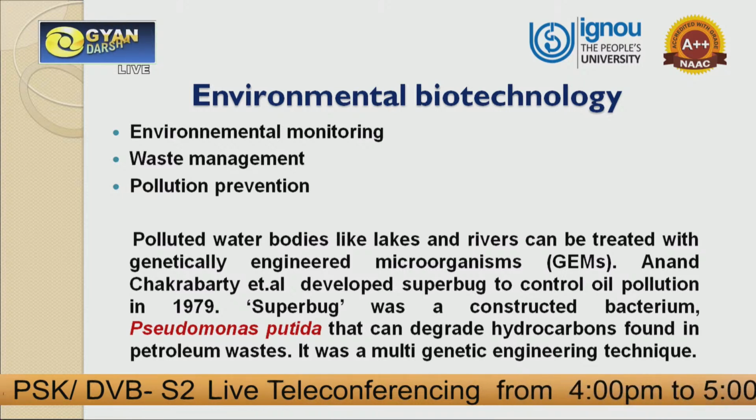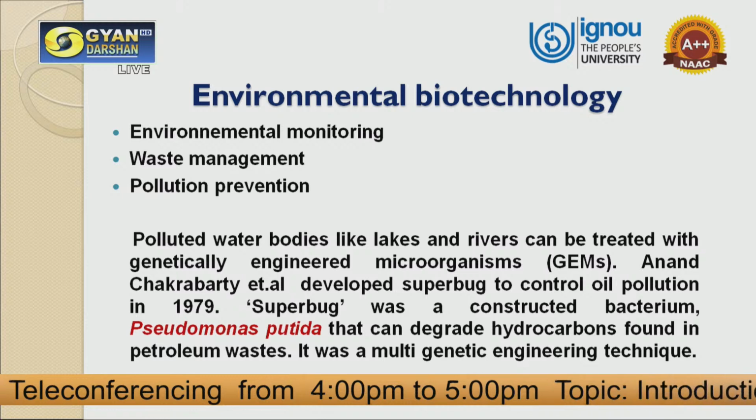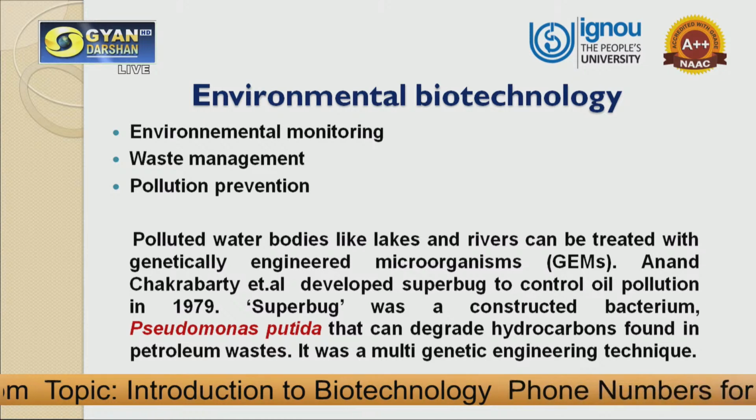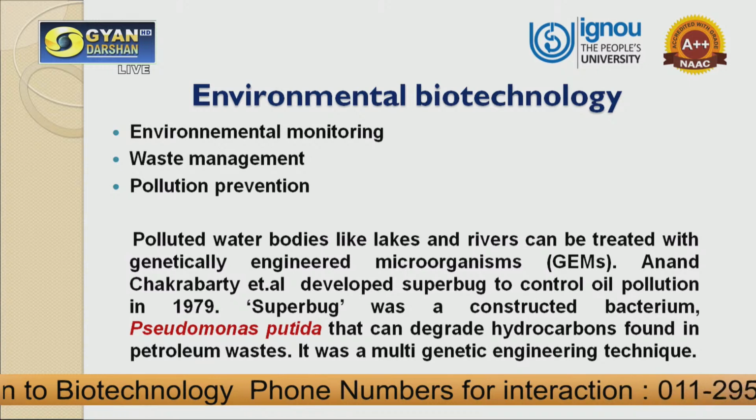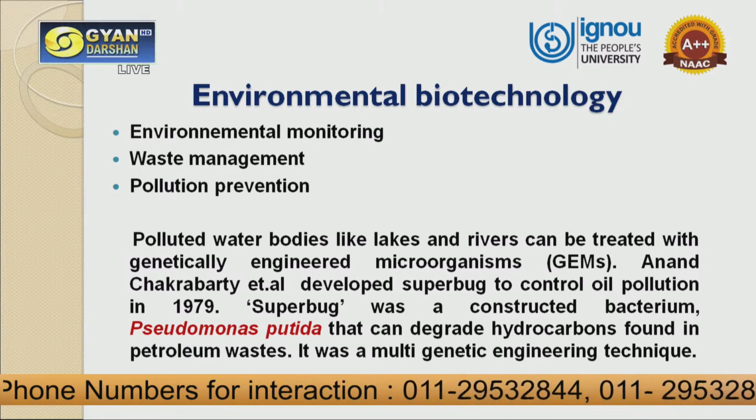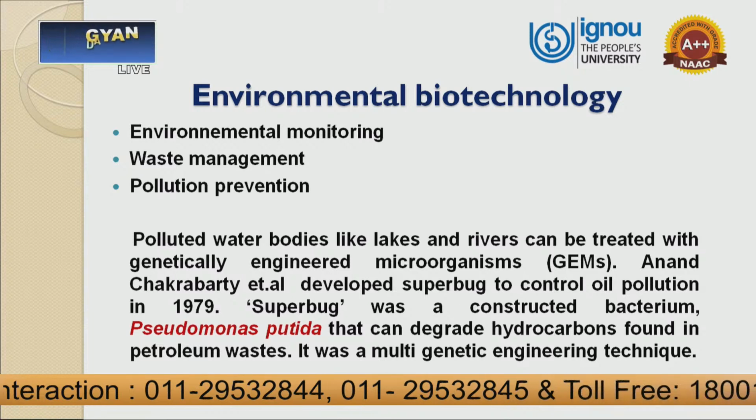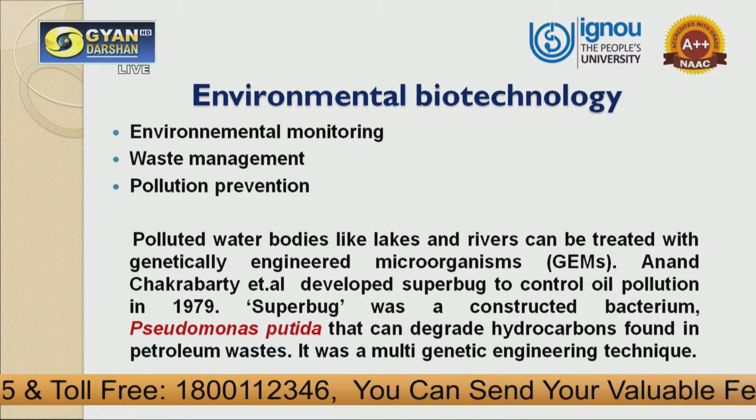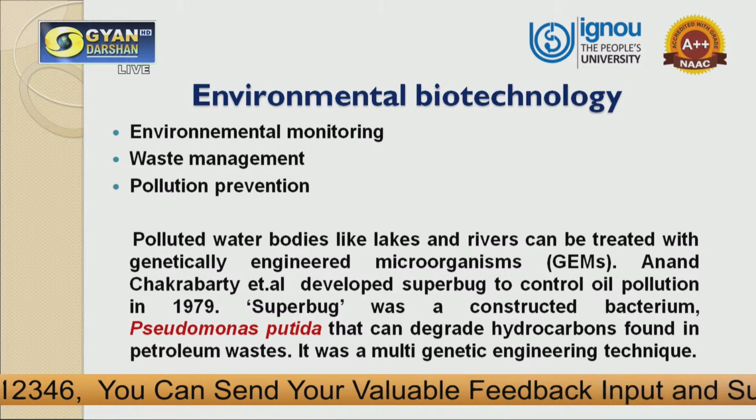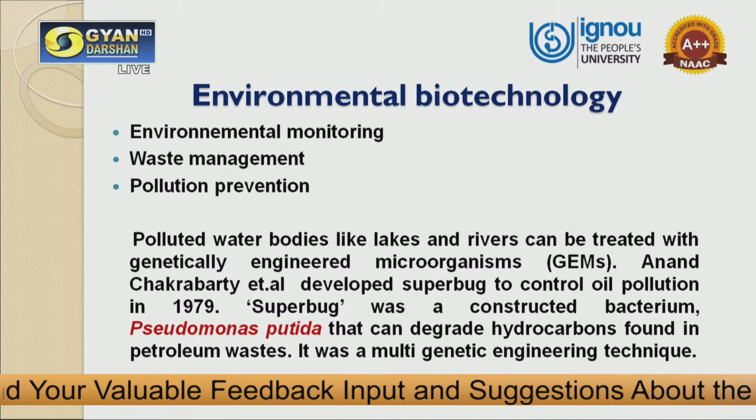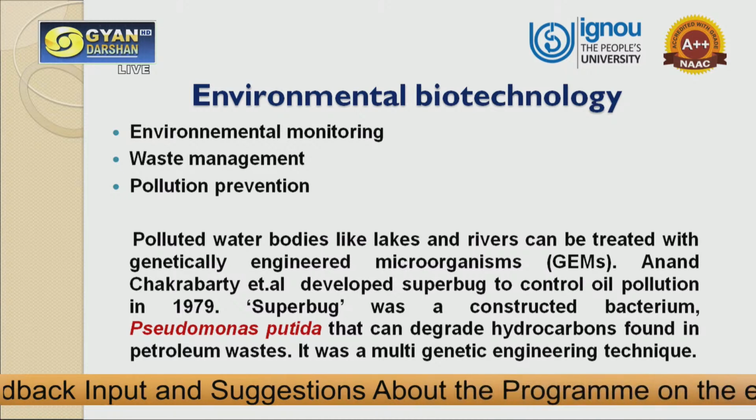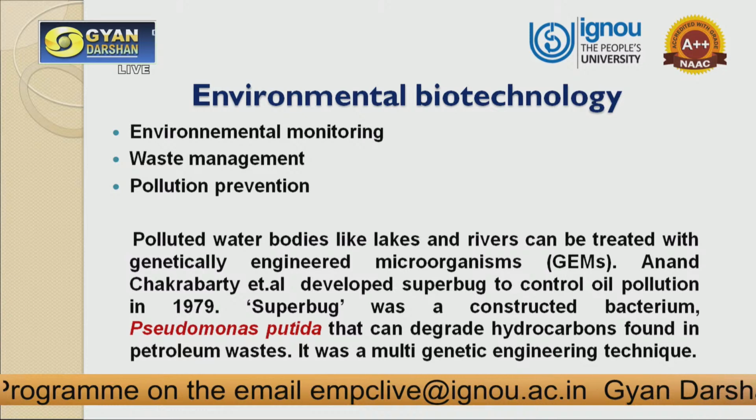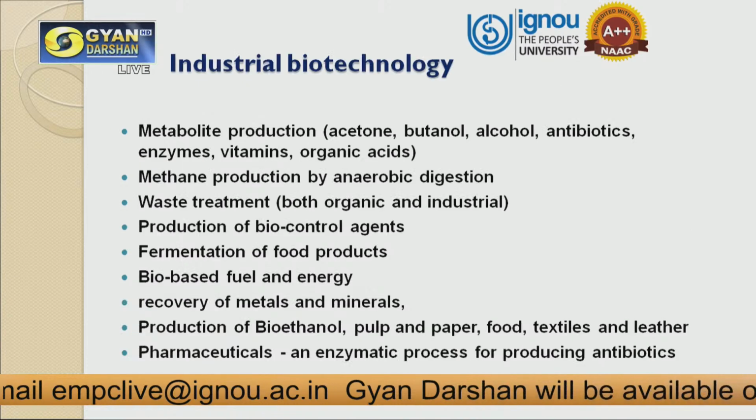The best known examples are the development of genetically engineered microorganisms, in short, GEMs. You must be knowing a very well-known example of a superbug, which was developed by Ananda Chakrabarty et al. in 1979. This superbug was a constructed bacterium, Pseudomonas putida, that can degrade hydrocarbons found in petroleum wastes. So it was a multigenic engineering approach. You can clone multiple genes also. That is called gene pyramiding, to finally get rid of pollutants present in such places.